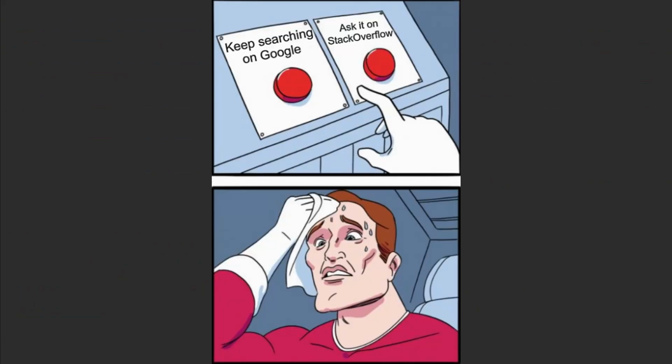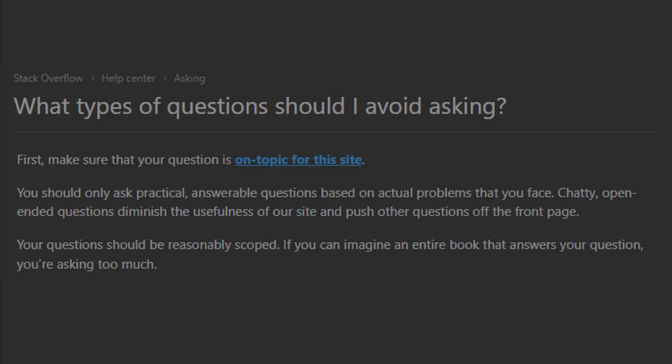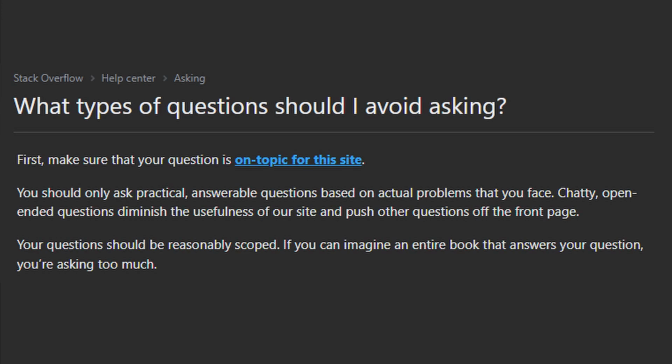The last one, which is also kind of weird, is asking a wrong question. Yes, there are in fact wrong questions for Stack Overflow that are usually not accepted. You cannot ask everything. The help page reads, you should only ask practical, answerable questions based on actual problems that you face. Chatty, open-ended questions diminish the usefulness of our site and push other questions off the front page.